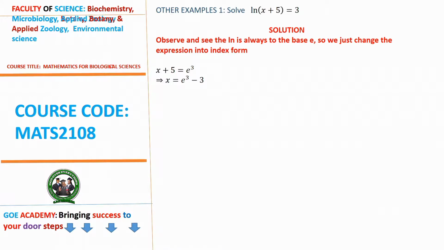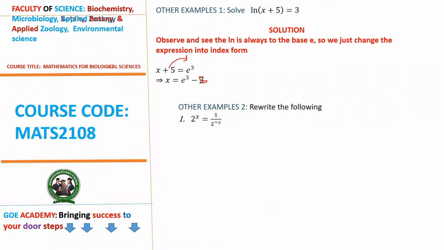When something is crossing an equality sign, if it was positive, the sign has to become negative. I'm sorry, here is supposed to be 5, minus 5. So we're going to have x equals e raised to the power 3 minus 5. Simple.